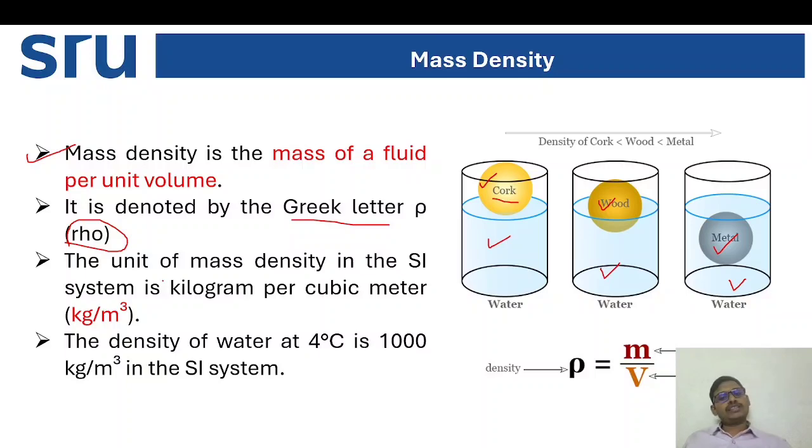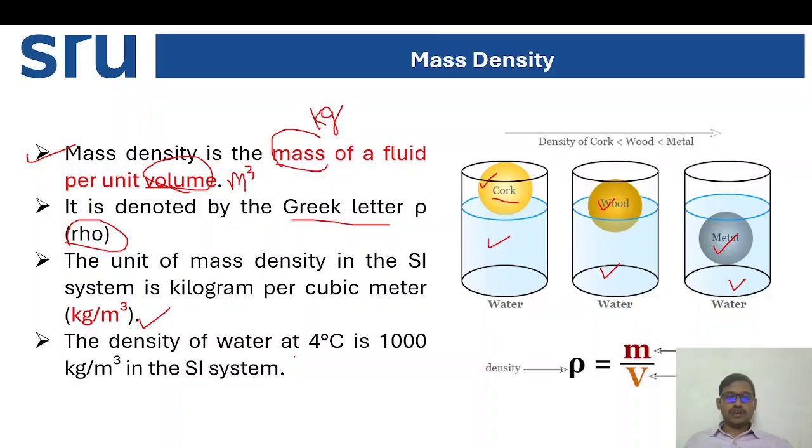The unit of mass density in SI units is kilogram per cubic meter. This is very important, where you people need to understand kilogram per meter cube, its unit. What is kg? Kg is mass. Obviously volume always will be in meter cube. So mass of a fluid per unit volume is kg per meter cube.